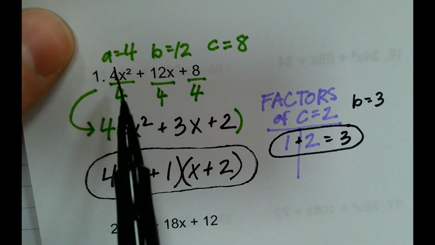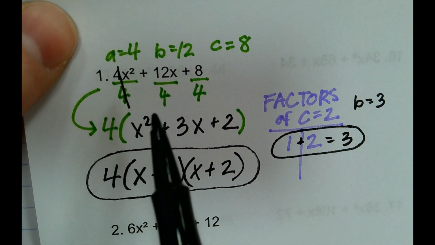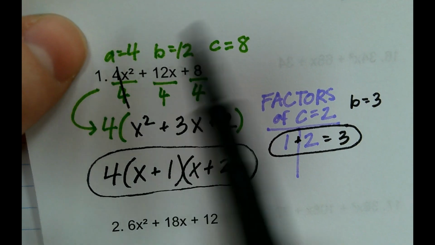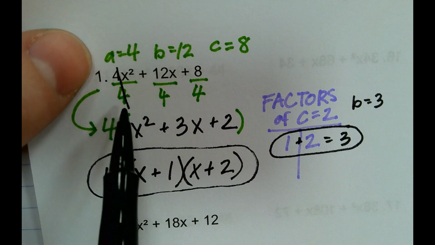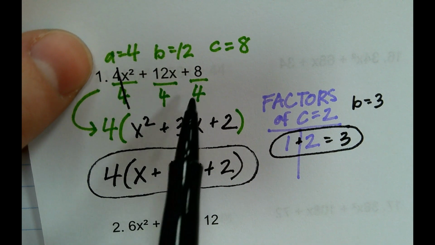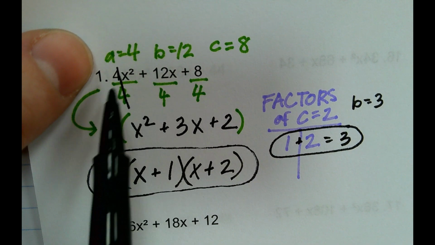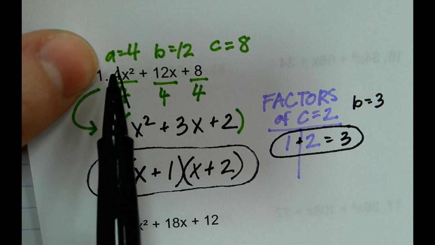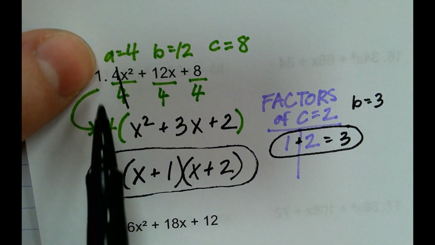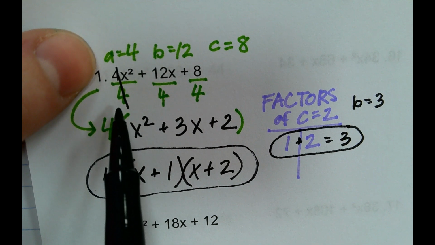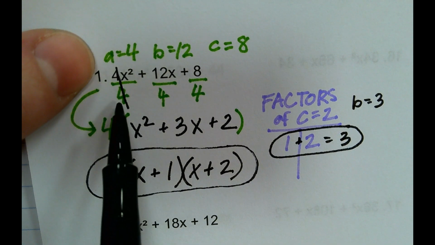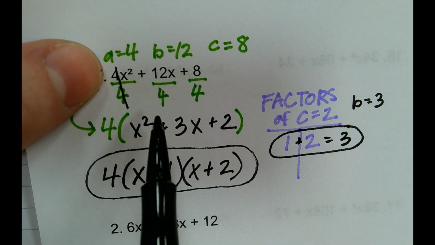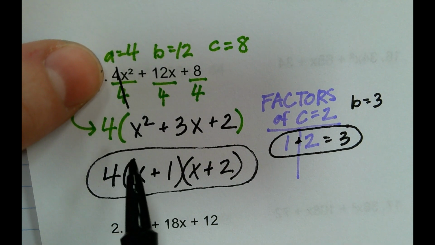So let's look at this again. Number one. Instead of multiplying, we divide. Yes, exactly. So I'll explain that one more time. Whenever we find the biggest number that goes into all of these numbers, meaning I can divide them all by this number, 4, all I'm going to do is divide them all by 4. So 4x squared divided by 4, I know 4 divided by 4 is 1. So that's going to leave me with 1x squared, but we don't have to write the 1.